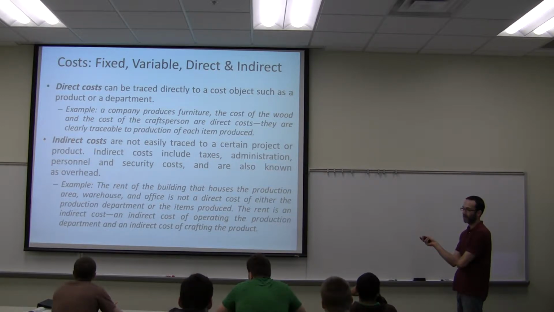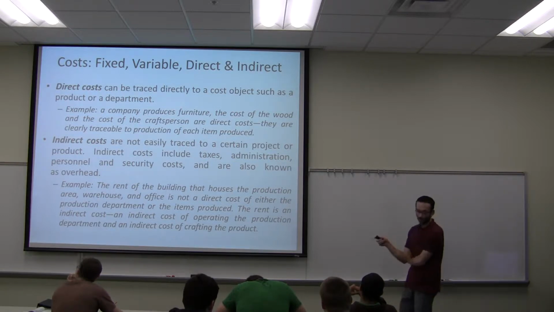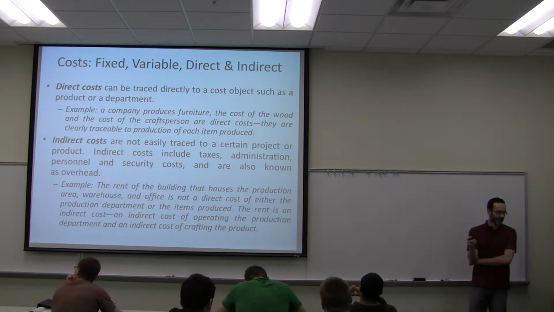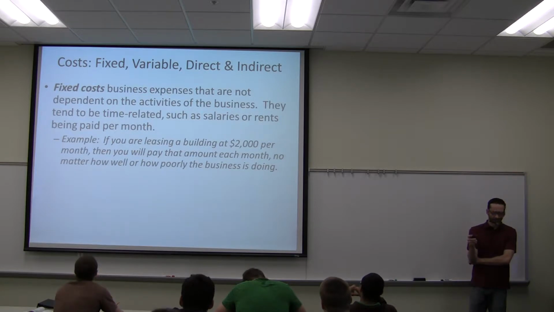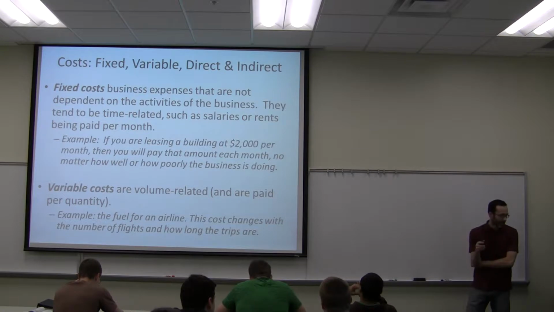it's not really a direct cost because in a different location it maybe would require different security costs or different administration. But where if you were to move locations, it still may take the same amount of wood for the item that's being produced. And then classifying fixed versus variable costs.